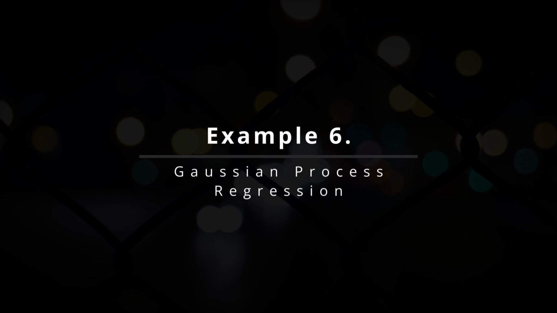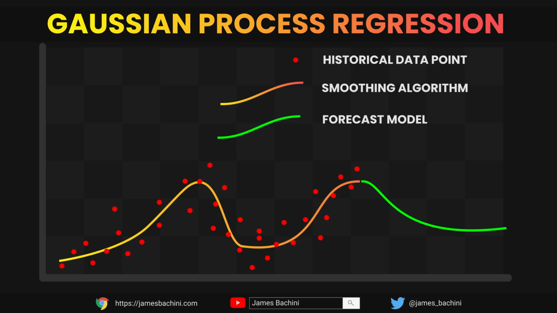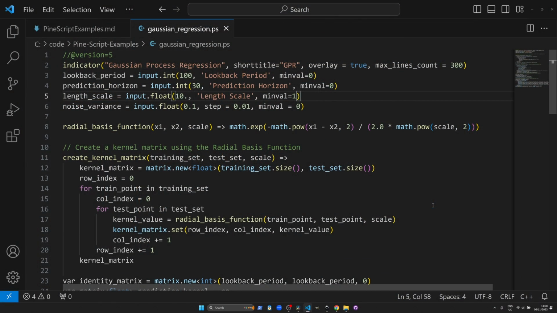Example number 6, Gaussian process regression. So far we've been looking at lagging indicators, but now we're going to venture into something more ambitious and try and forecast future prices using GPR, Gaussian process regression. This probabilistic technique aims to predict time series data and is useful when the historical data is riddled with noise and complex nonlinear relationships. This is considerably more complex than previous examples, so let's look at each component individually.